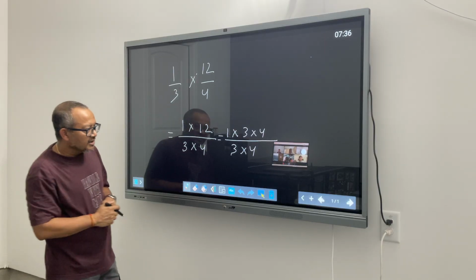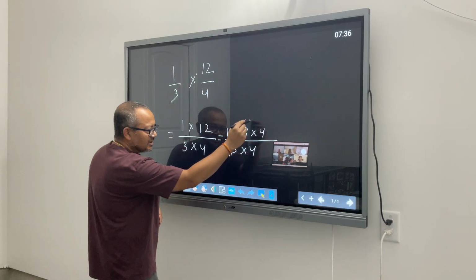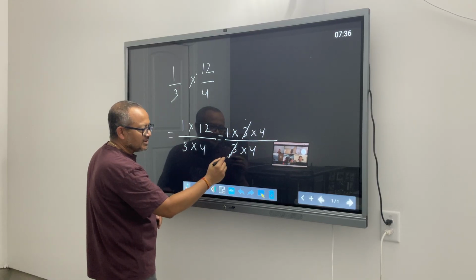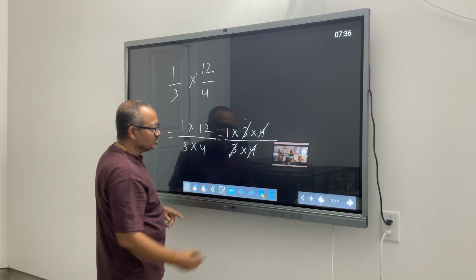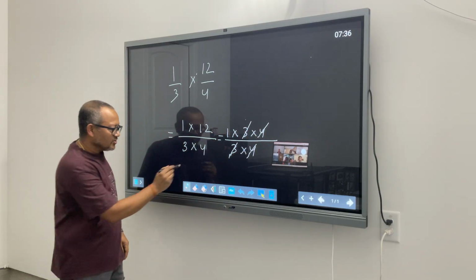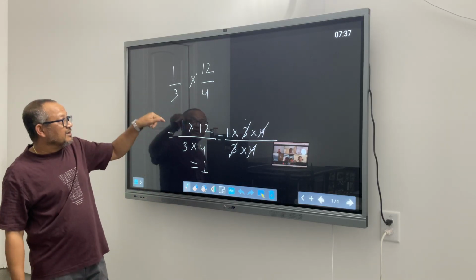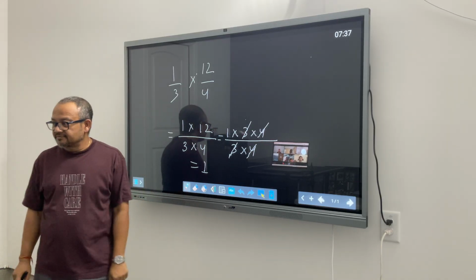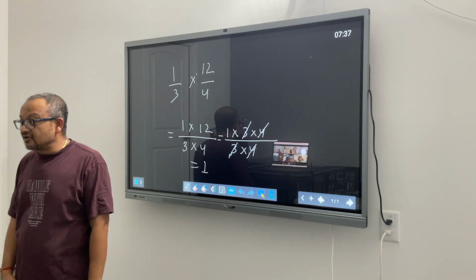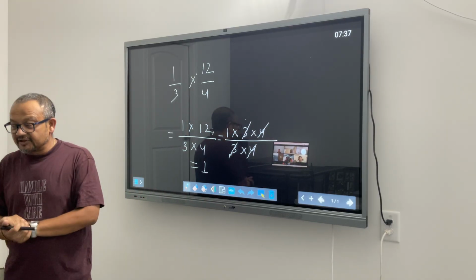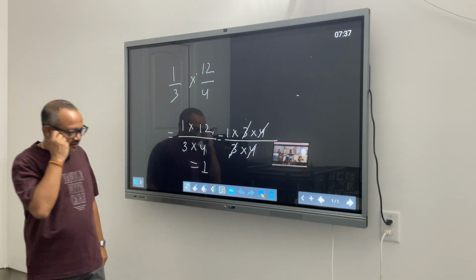Now look at it. I have the same 3 and 3 here, on both floors. Tic-tac-toe. I have 4 and 4 here. I can knock them off. Tic-tac-toe. What is my answer? 1. 1 by 3 into 12 by 4 became 1. Why? Because we did not multiply. We did not do any calculation. We just played with it. Now, this was just an example to begin with.